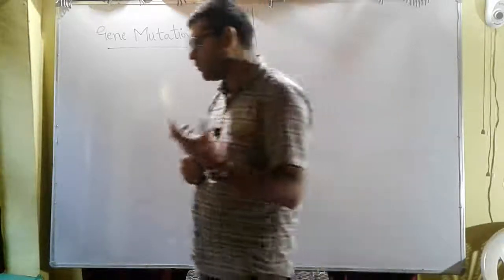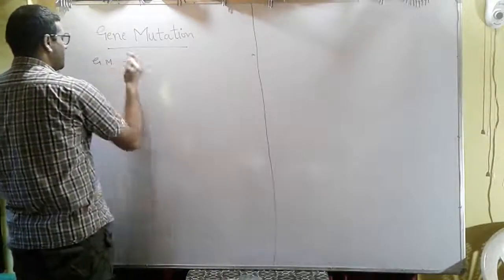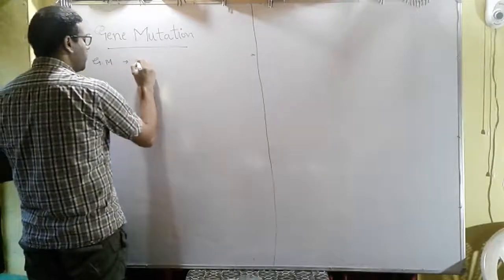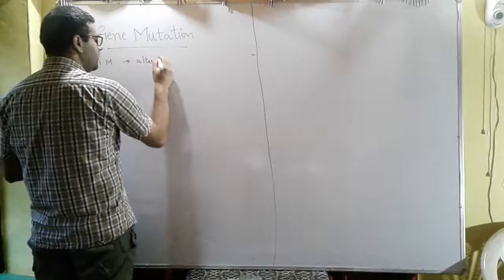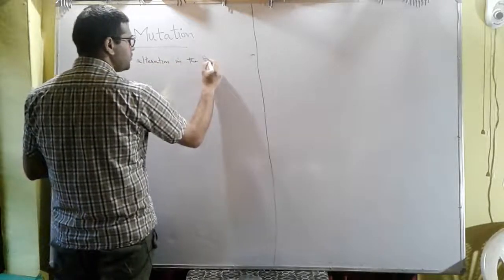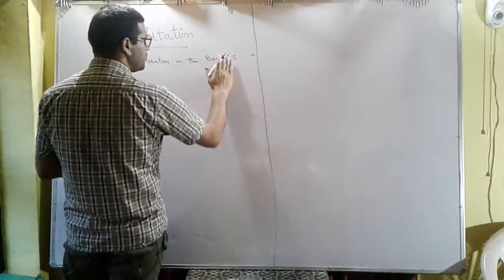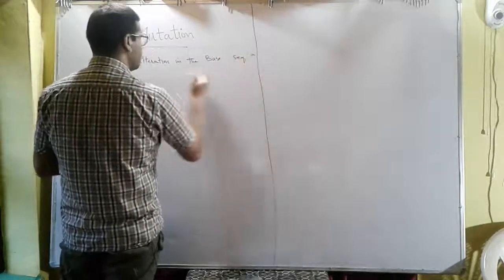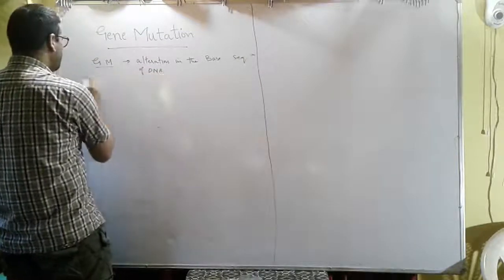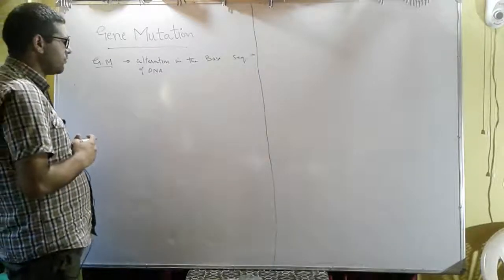So what is this mutation? Gene mutation, sometimes called DNA mutation, is simply an alteration or change in the base sequence of the DNA.